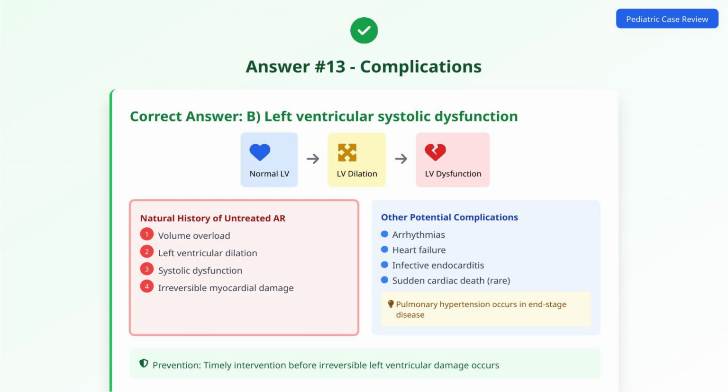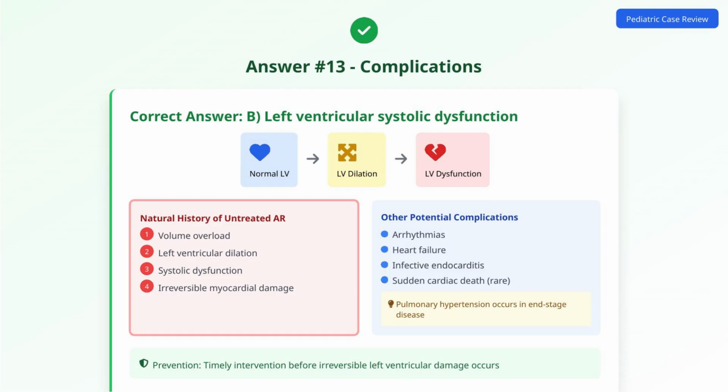The natural history of untreated severe aortic regurgitation involves progressive left ventricular dilation due to chronic volume overload, eventually leading to systolic dysfunction that may become irreversible. While pulmonary hypertension can develop in end-stage disease, it's not typically an early complication. Atrial fibrillation is more common with left atrial enlargement, as in mitral valve disease. Aortic dissection is associated with certain etiologies of aortic regurgitation like Marfan syndrome, but is not a direct complication of the regurgitation itself.